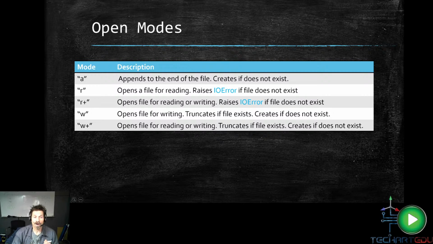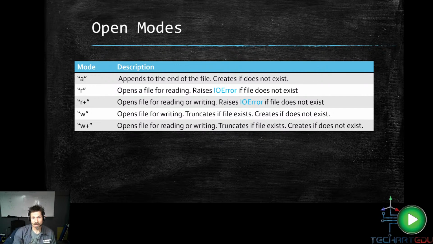Now, if you put in R+, then you can open it for reading and writing, but it will give an IO error if the file doesn't exist. Suppose you want to read a file and write to a file and you're expecting this file to exist. If the file doesn't exist, it will throw an IO error if it tries to open this up and doesn't find it.